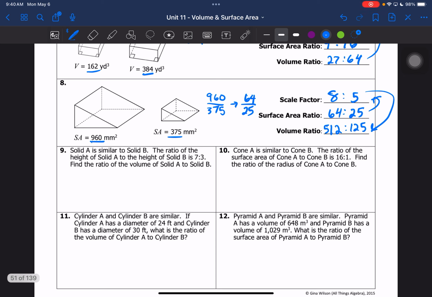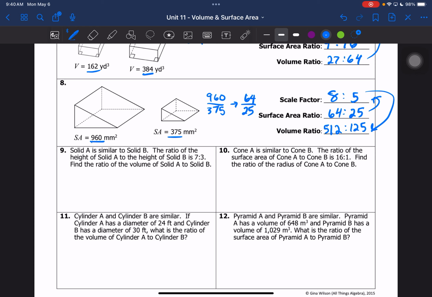So there's a few questions where they won't give you any diagrams. You just have to read the problem, like numbers 9 through 12. Number 9 says solid A is similar to solid B. The ratio of the height of solid A to the height of solid B is 7 to 3. Find the ratio of the volume of solid A to solid B.